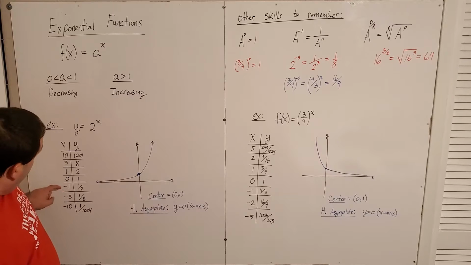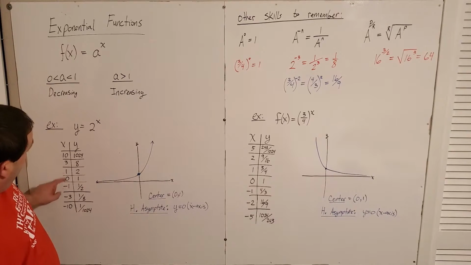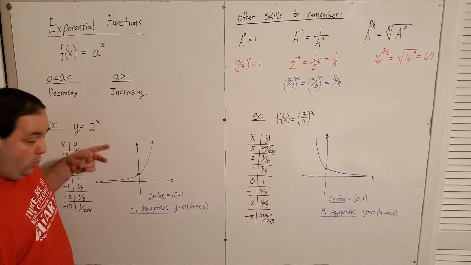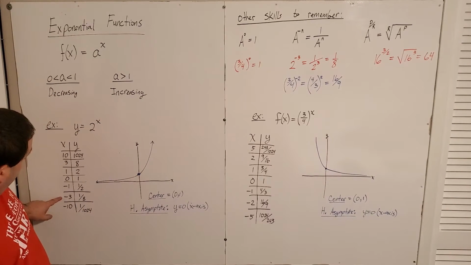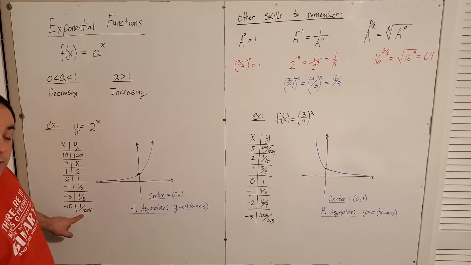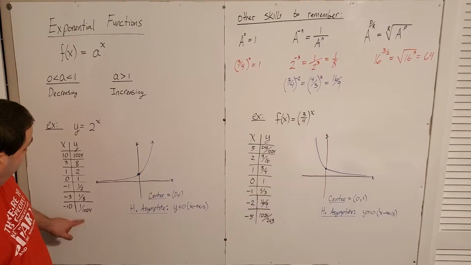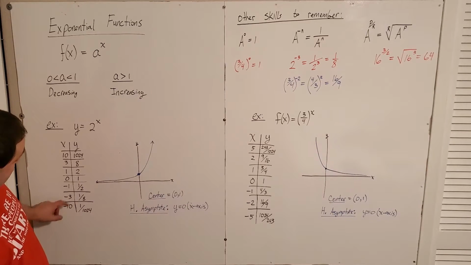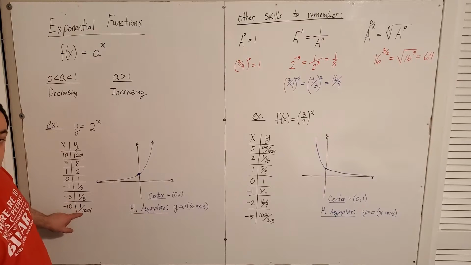Okay, but on the other side, if x is negative 1, I get 2 to the negative 1 power, which is reciprocated to 1/2. 2 to the negative 3 is 1/8. 2 to the negative 10 is 1 over 1024. Okay, so what you'll notice is as x goes more and more negative, the y value continues to shrink.